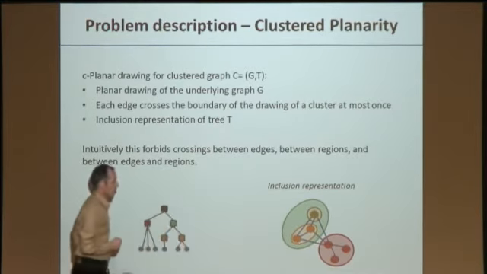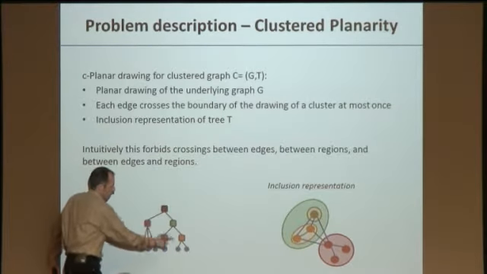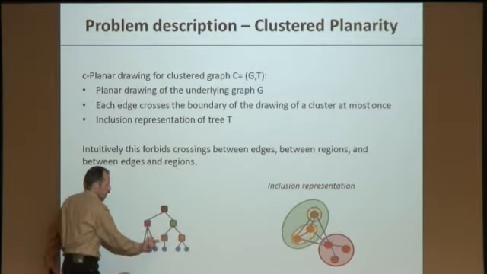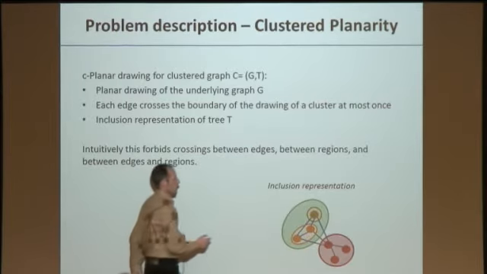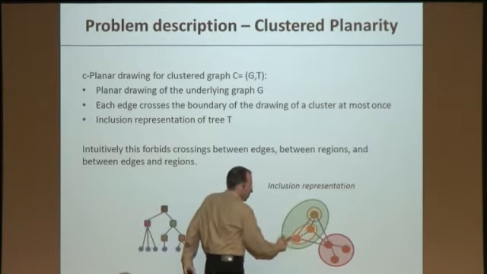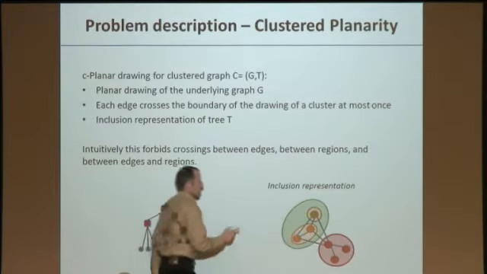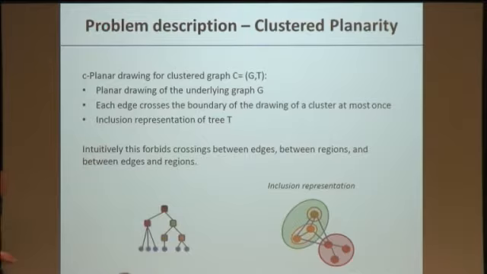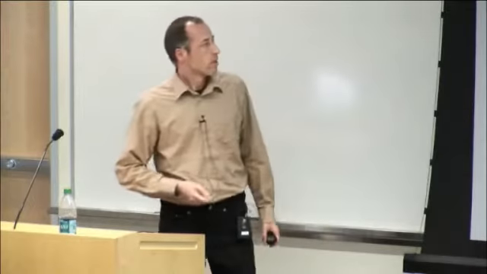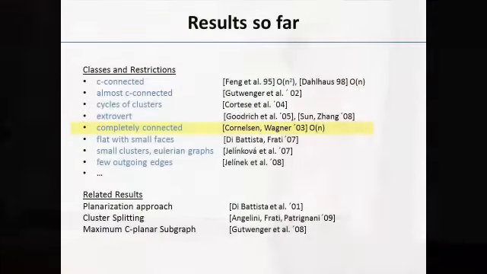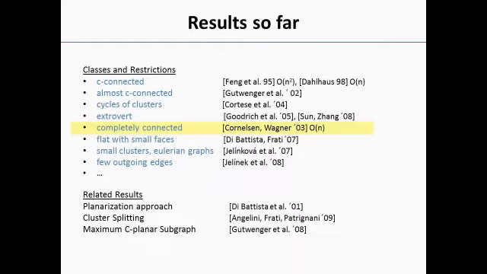For the green cluster, for example, it has a brown and an orange child cluster and 3 vertices, and the brown and the orange child cluster regions are within the region for the green cluster, and also the vertices and edges in these child clusters. So C-planar drawings have a planar drawing of the underlying graph and the 2 additional requirements. There has been a lot of work for C-planarity.